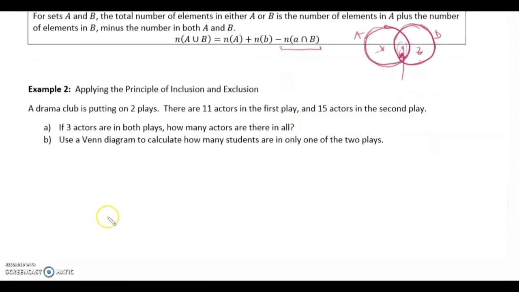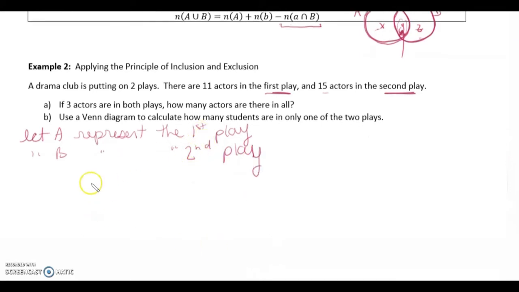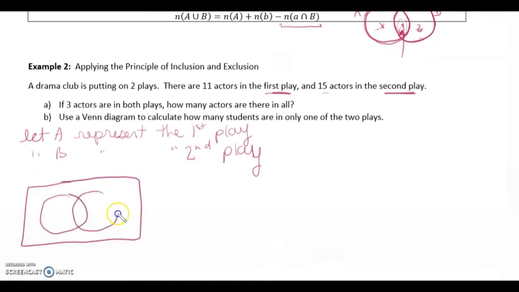So let's take a look. Example 2, applying the principle of inclusion and exclusion. A drama club is putting on 2 plays. There's 11 actors in the first play and 15 actors in the second play. Let A represent the first play, and let B represent the second play, just so that we can mark the Venn diagram with first and second. So if you think about this as a Venn diagram, we're thinking A, B.